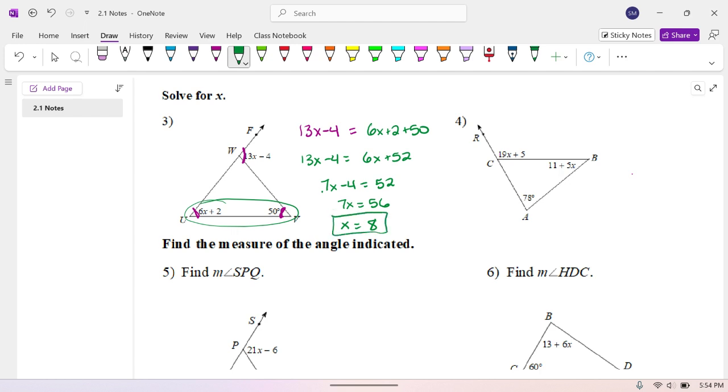And then remember, if they ever want you to find the angle measure of either angle WUV or angle FWV, so again, that would be either this angle or this angle, all you do is take that 8 and plug it back in for x, and then evaluate it.